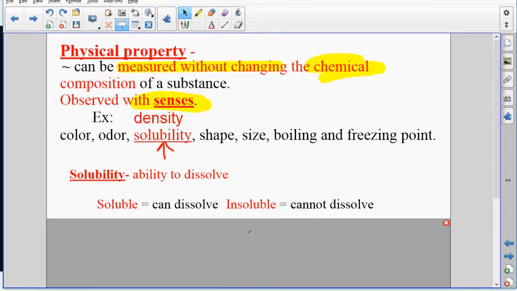If I keep mixing this up, the salt will quote unquote disappear, not really disappearing. It's just getting hidden in between water molecules, but the salt's not changing. It's just sort of sneaking in between water molecules.